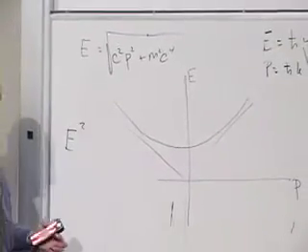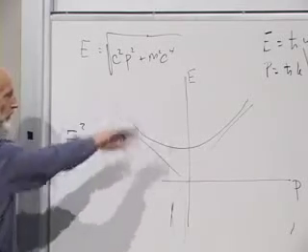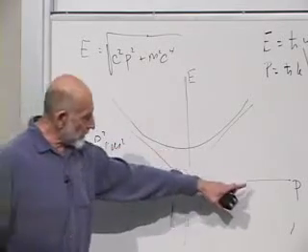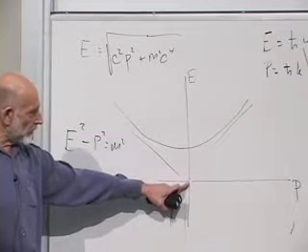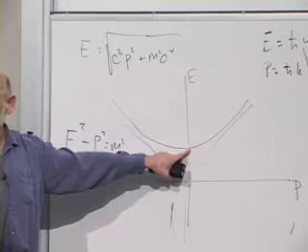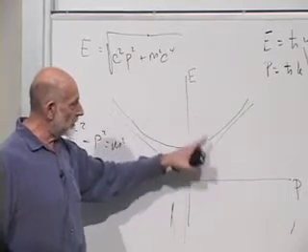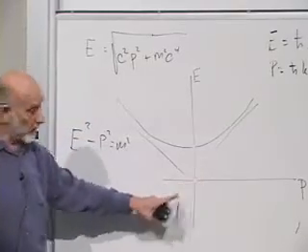Let's set c squared to 1. E squared minus p squared equals m squared. That's a hyperbola. You see the difference. In this case, when p goes to 0, the energy is not 0. That's the rest mass, or just the mass, if you like. The rest mass is the value of the energy when the momentum goes to 0.